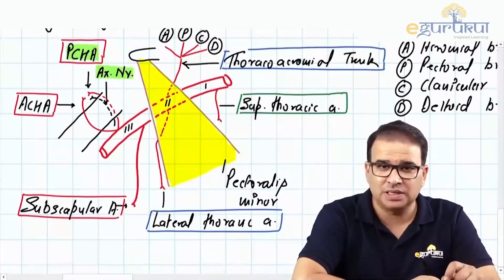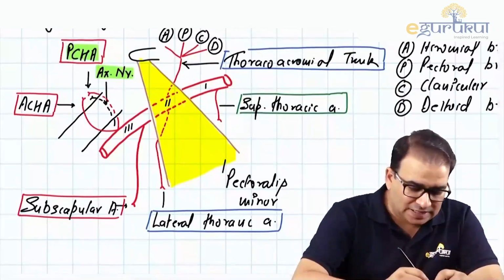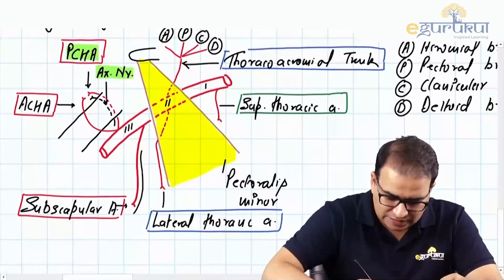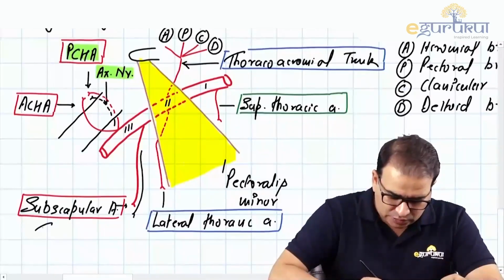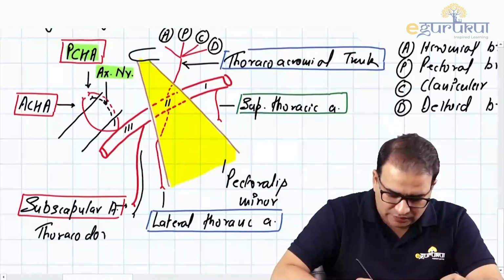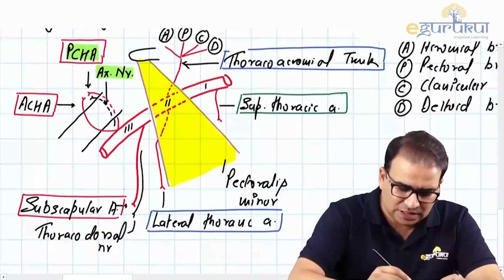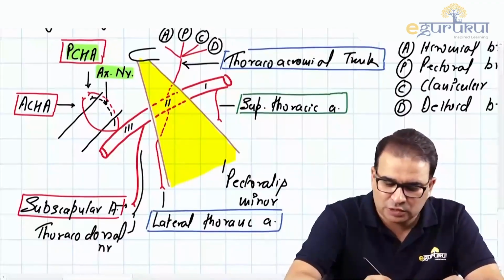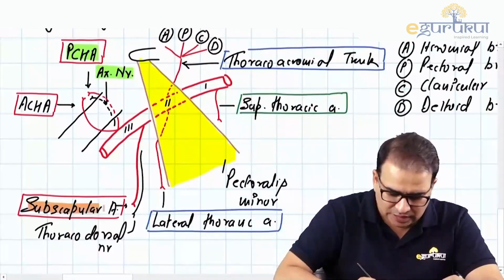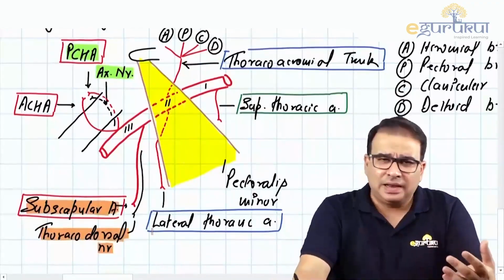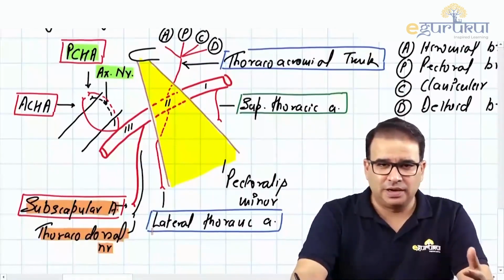Second important relation is the subscapular artery. Guys, along with the subscapular artery, you will see a relation of a nerve, and this nerve here is the thoracodorsal nerve. This is the thoracodorsal nerve. Also, you can say nerve to latissimus dorsi. So the thoracodorsal nerve can also be called the nerve to latissimus dorsi. So the second important relation is that along with the subscapular artery, we have the thoracodorsal nerve or nerve to latissimus dorsi. It again is an important surgical relation here.